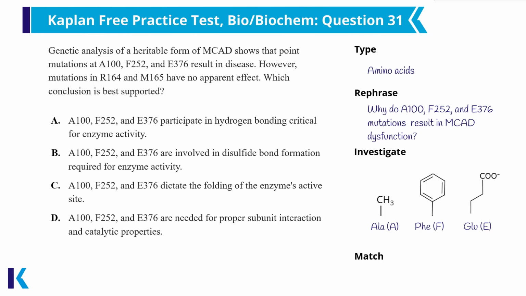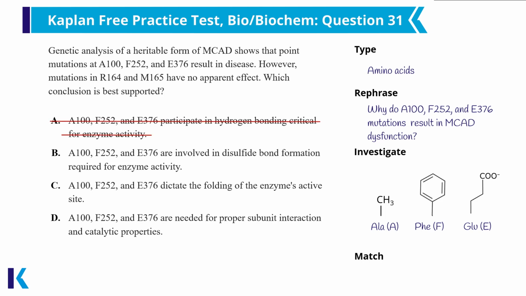A says that the three amino acids participate in hydrogen bonding, but that is only true of glutamate, not alanine or phenylalanine. In order to participate in a hydrogen bond, the side chain must have at least a dipole of some sort to be a hydrogen bond acceptor, or a nitrogen-hydrogen or oxygen-hydrogen bond to be a hydrogen bond donor. In any case, it doesn't work, so I can eliminate A.